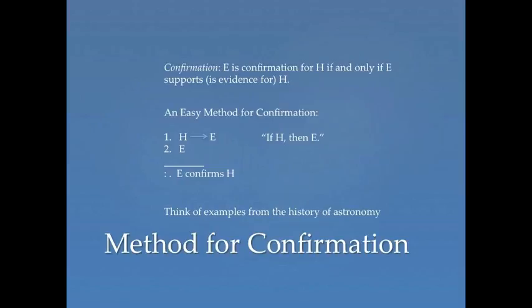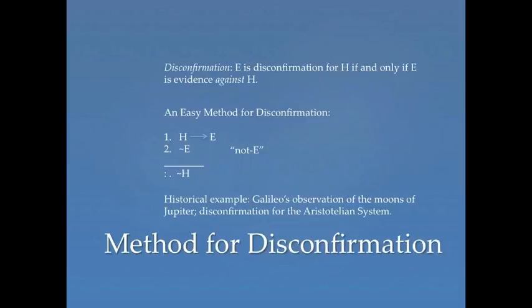If you were to speed up the motion of the stars, it would look like they're turning around us. So on this method for confirmation, the observation of the movement of the stars is confirmation for the Aristotelian hypothesis. Again, that doesn't mean that we've proved the Aristotelian hypothesis to be true. It just means we have a little bit more reason to believe that it's true. So just as there's a method for confirmation, there's a method for disconfirmation.